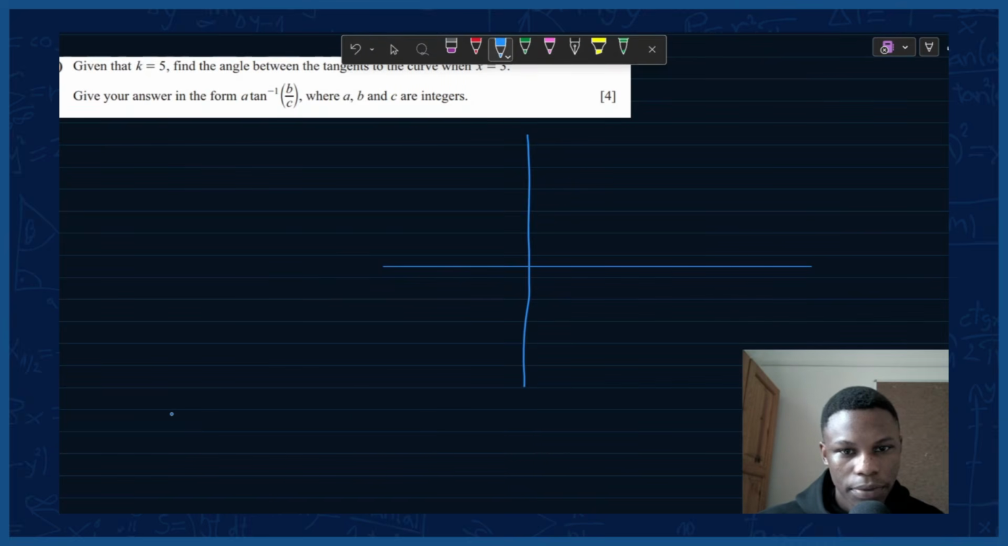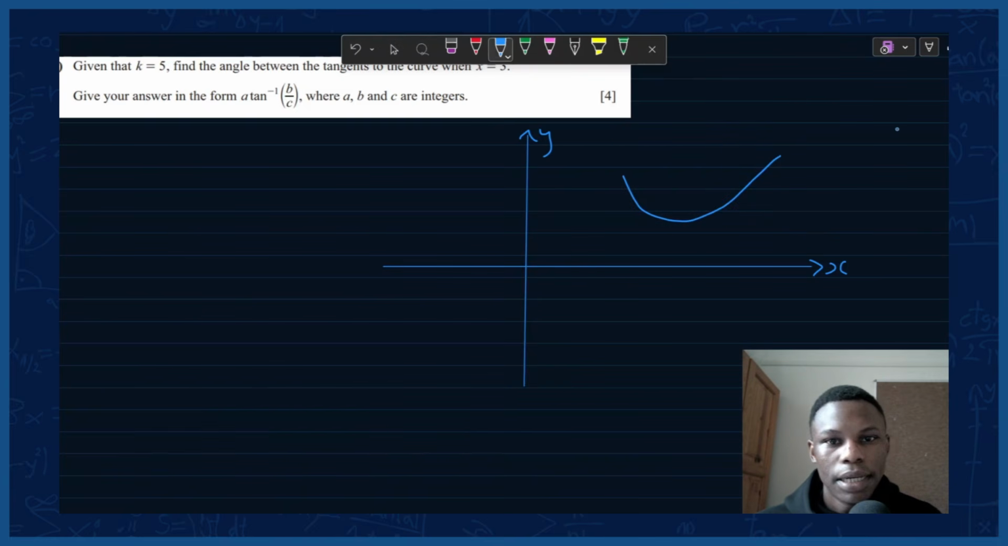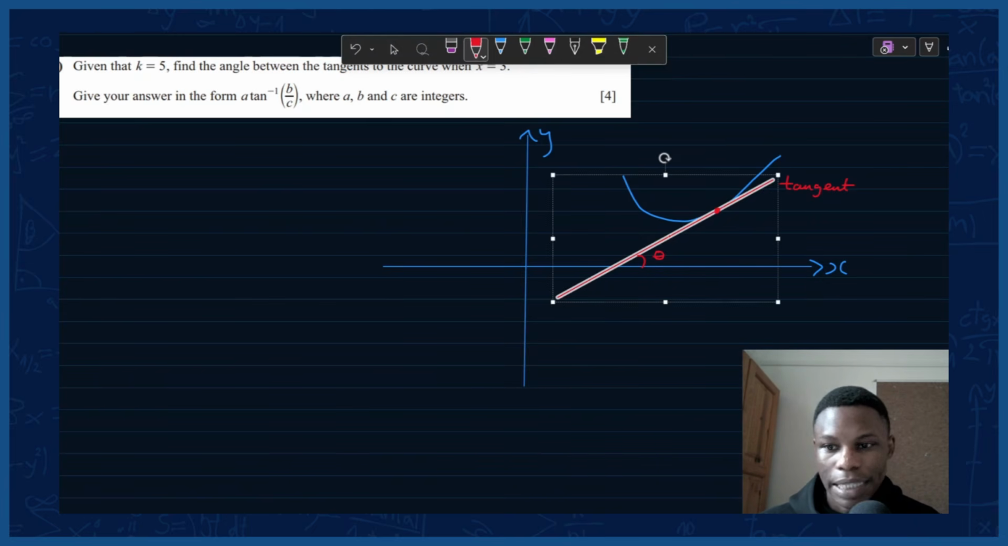I've got a y-axis, I've got an x-axis, and let's say we've got some curve. It can be any function really. Let's maybe drop it down a bit, and I want to draw a tangent. So I've got a tangent to the curve at this point. Okay, so this is tangent to the curve. And the angle that this tangent forms with the positive x-axis, we'll call that angle theta. So we know that the gradient of the tangent to the curve is dy/dx.